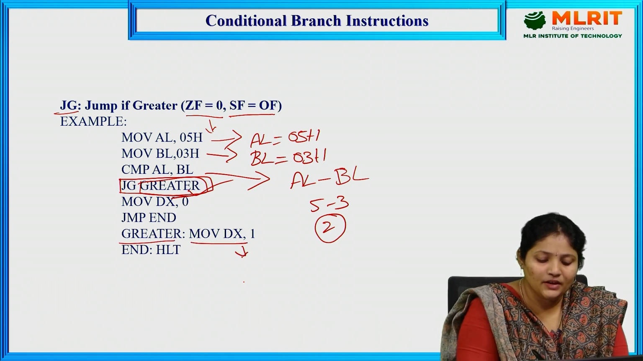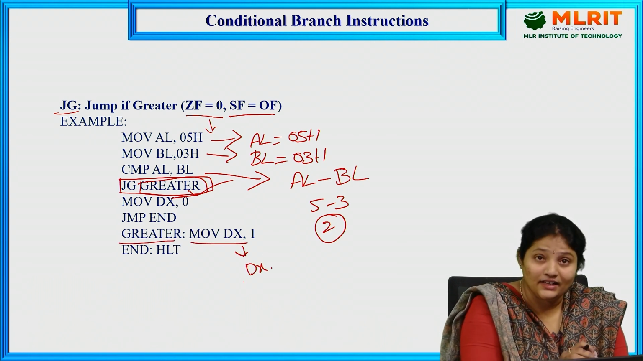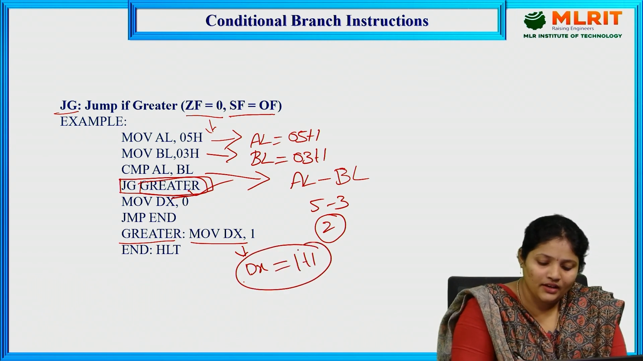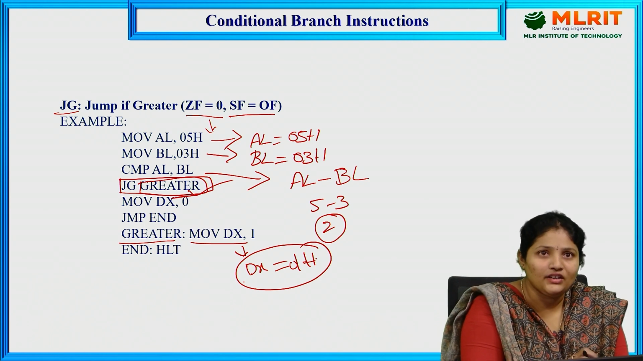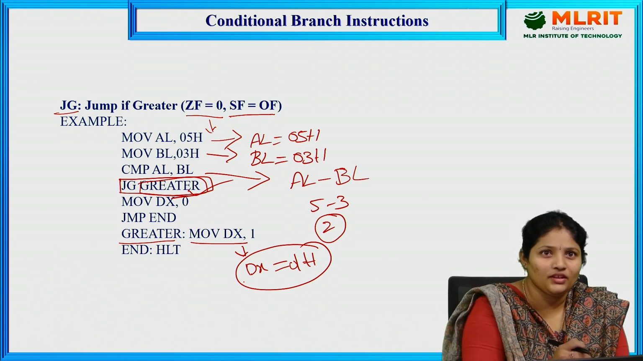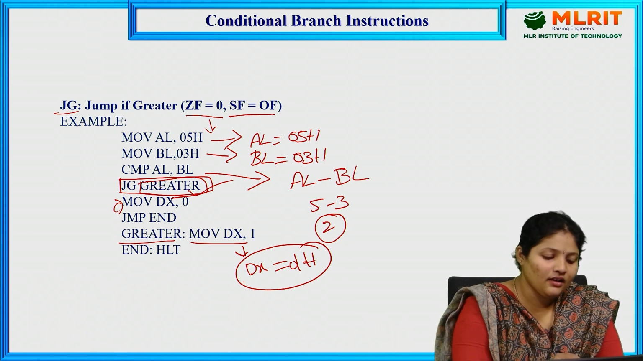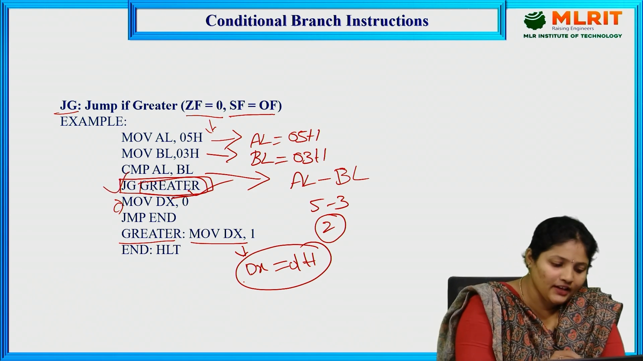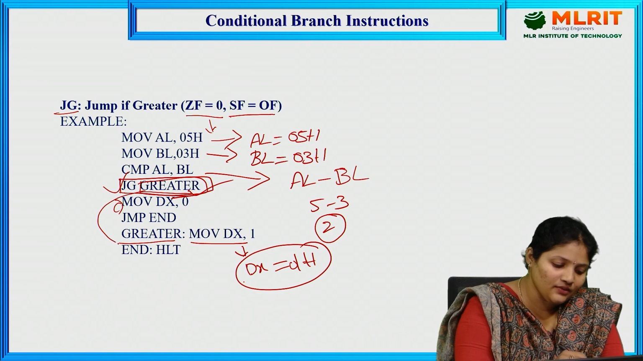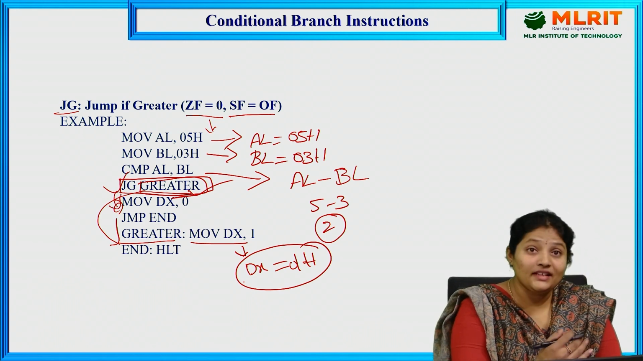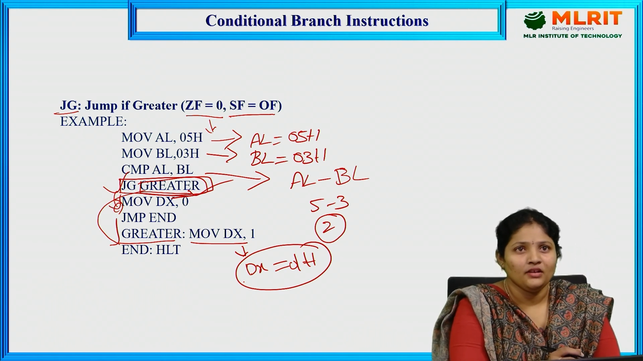If this condition is satisfied, then only the DX register will get 01H. If the condition doesn't satisfy, it will move to the next instruction. If the condition is satisfied, then only the control moves to the location which we have specified in the instruction. If the condition doesn't satisfy, the execution will move to the next instruction present in the program. So this is how the jump if greater instruction works.